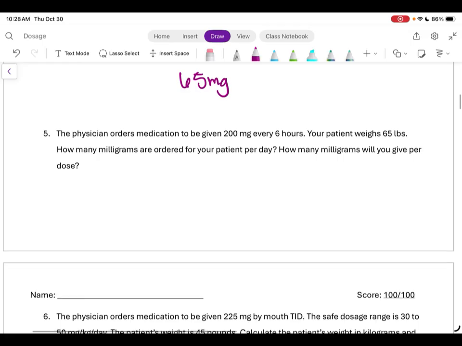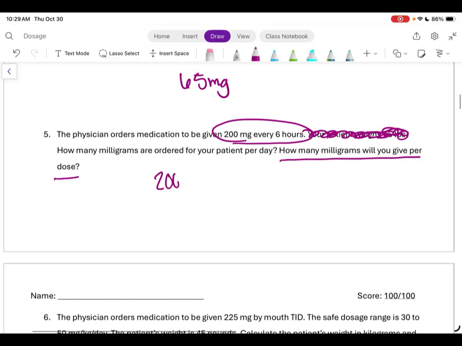Okay. Number 5, physician orders medication to be given 200 milligrams every 6 hours. Your patient weighs 65 pounds. How many milligrams are ordered for your patient per day? And how many milligrams will you give per dose? So again, I give you a weight, but there's nothing that's weight-based, so you can ignore this. How many milligrams will you give per dose? Well, it's right here in the question. You're giving 200.